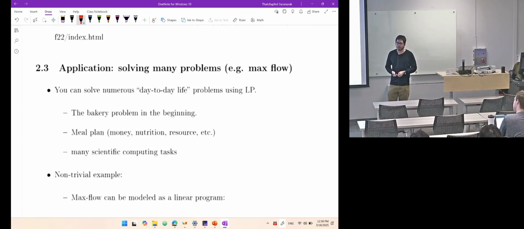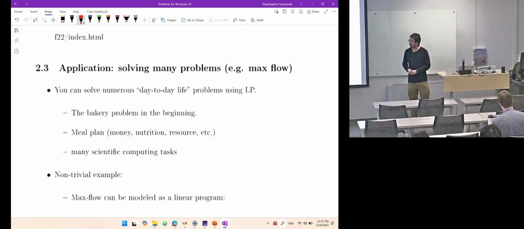Okay. And what do you want to maximize? The total net flow going into T. Yeah, exactly. Good. So the total inflow minus the total outflow at T.